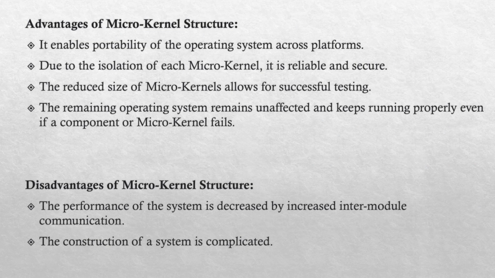Advantages of microkernel structure. It enables portability of the operating system across platforms. Due to the isolation of each microkernel, it is reliable and secure. The reduced size of microkernels allows for successful testing. The remaining operating system remains unaffected and keeps running properly even if a component or microkernel fails. Disadvantages of microkernel structure. The performance of the system is decreased by increased inter-module communication. The construction of the system is complicated.